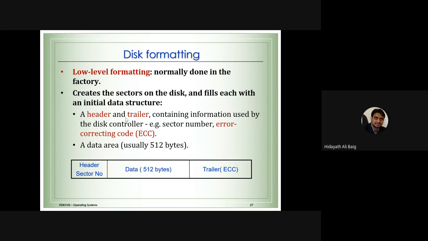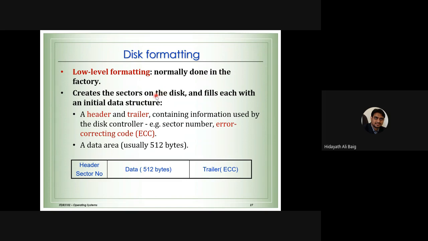So first of all, we need to understand what formatting is. Formatting falls under two categories. One we call low level formatting, and the second one is operating system level or logical formatting. The low level formatting is normally done at the factory level. When we buy the hard disk, it is already formatted. So what happens in this formatting?